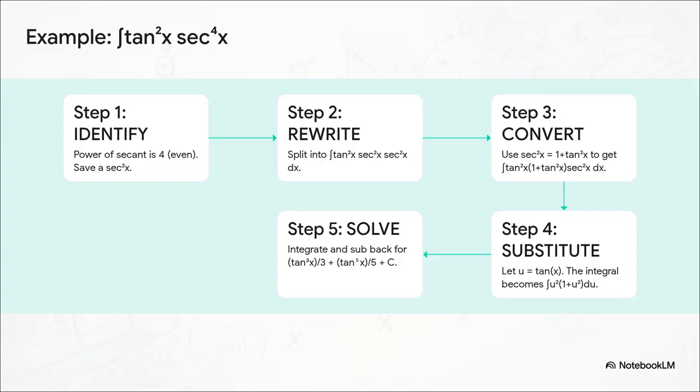Let's walk through one. The secant power is 4. It's even. That's our trigger. We immediately pull out a secant squared x and just set it aside. That's our future du. We then convert the other secant squared x into 1 plus tan squared x. Now, the whole integral, except for our du, is in terms of tangent. The substitution u equals tangent of x becomes totally obvious, and from there, the whole problem just falls apart.